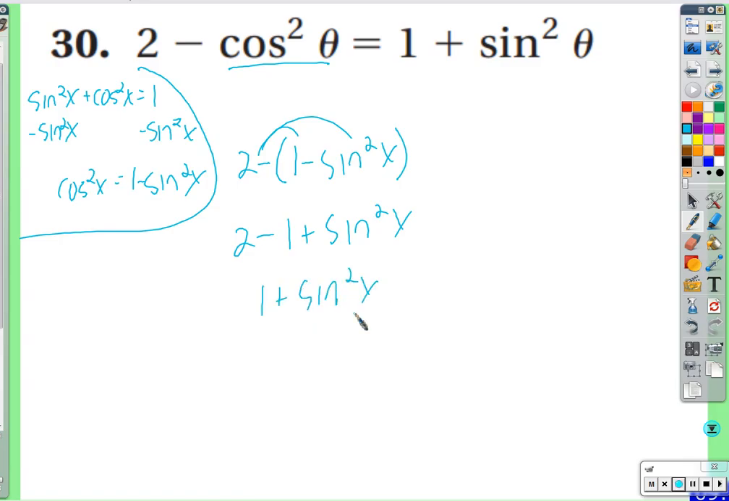We can do the same thing with sine squared: manipulate this, get sine squared by itself, replace sine squared with something, and then it'll look like 2 minus sine squared. But if you did that on a test where you had cosine on both sides, that would be fine. That would be good. Any other questions?